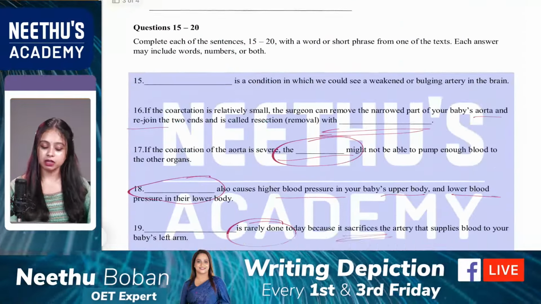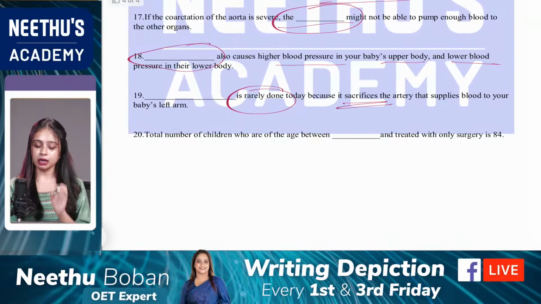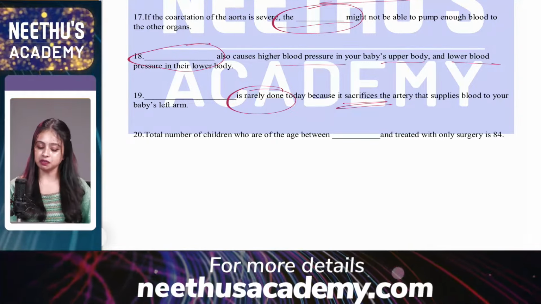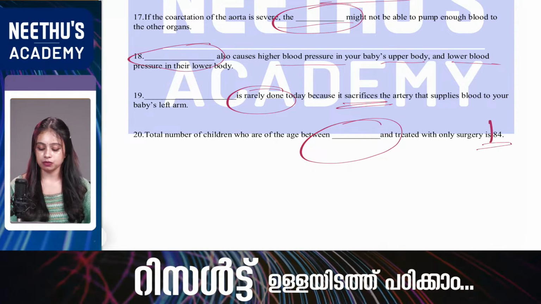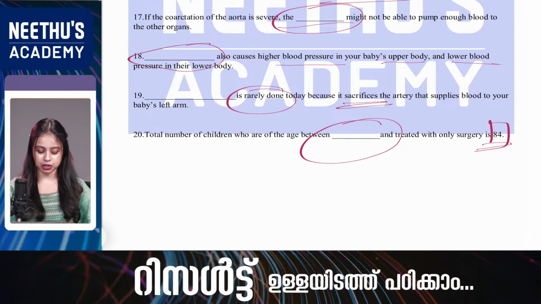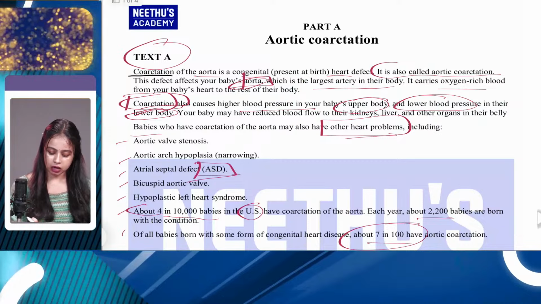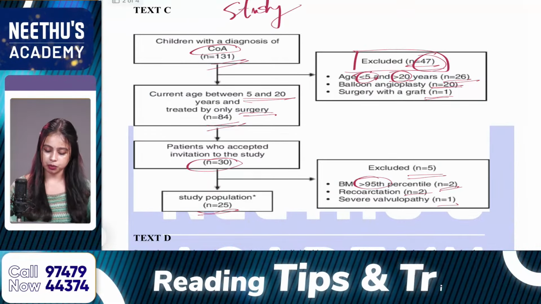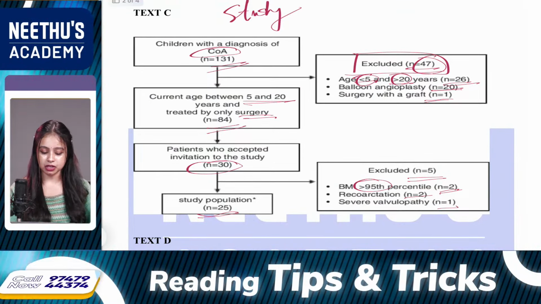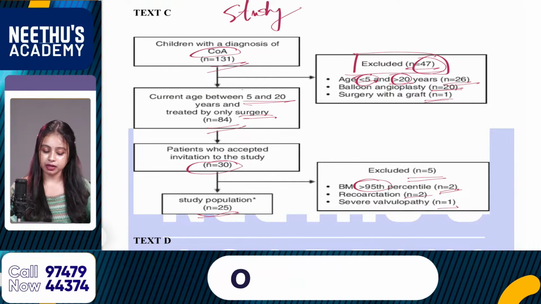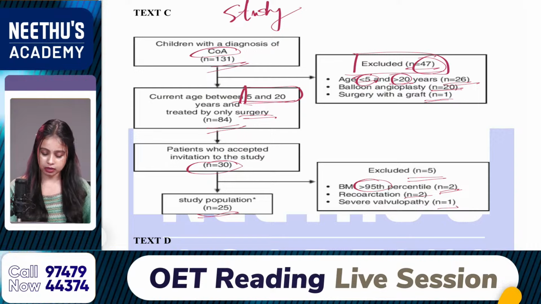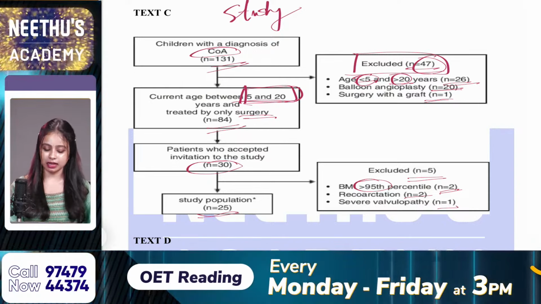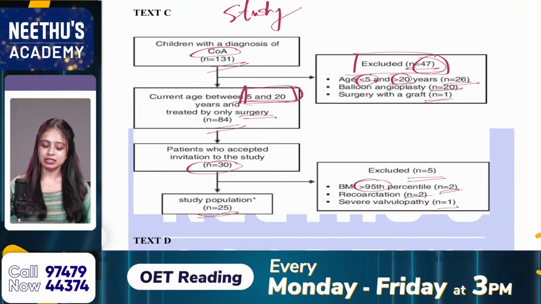Then coming to the last one: the total number of children who are between the ages of dash and dash and treated with only surgeries is 84. What is the correct answer? It is from text C, the study group. What is mentioned here? Current age between 5 and 20. That is the correct answer. So that's all about the 20 questions.